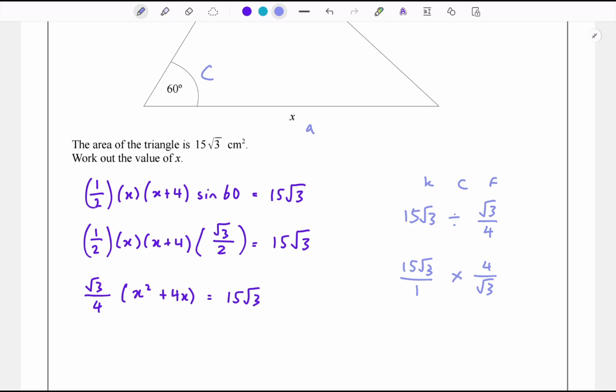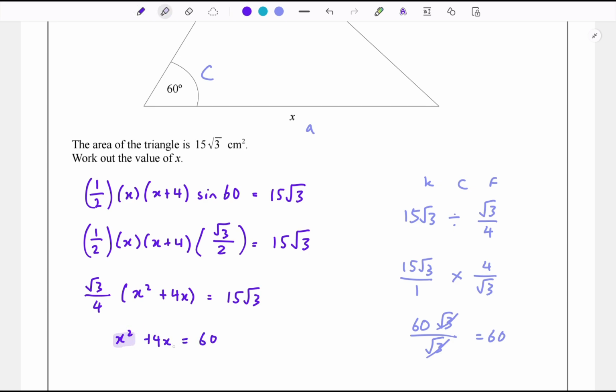Timesing that straight across, 15 times 4 is 60 root 3 over 1 times root 3, which is just root 3. And then the root 3's cancel out, so we're left with just 60 on the right hand side. So we get x squared plus 4x equals 60.